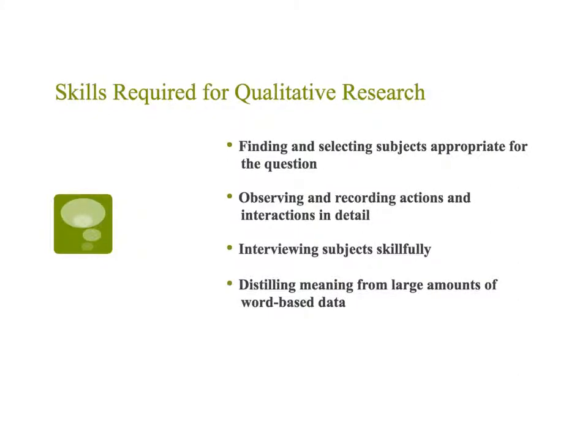In contrast, the skills that are required for qualitative research are more about finding and selecting subjects that are appropriate for the research question. We need to have the ability to observe and record actions and interactions in great detail. We need to have the skill of interviewing our subjects skillfully, and we need to be able to glean meaning from large amounts of word-based data.